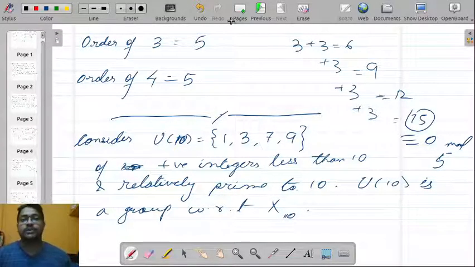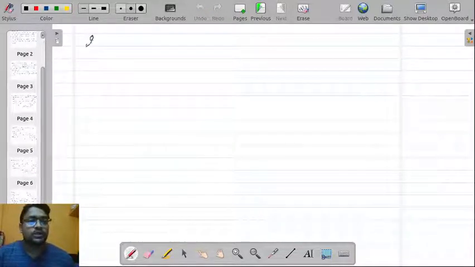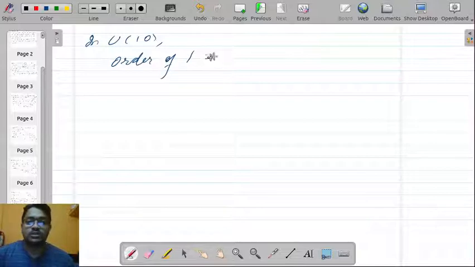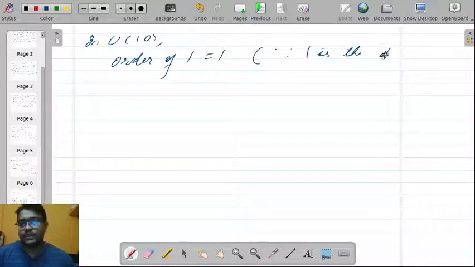Now let us see whether we can find out the orders of its elements. So in U10, the order of 1 is 1. So 1 is the identity. The identity element here is always of order 1.